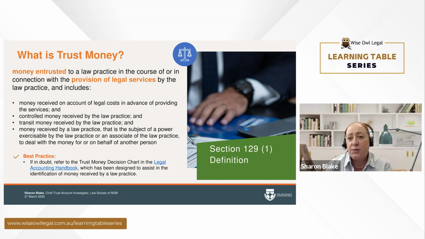Now, the definition of trust money has three core elements. It needs to be money. It needs to be entrusted to a law practice, and it needs to be received in the course of or in connection with the provision of a legal service by a legal practice. And if it has all the elements, then it is trust money. Now, the Law Society has developed a legal accounting handbook, which I've provided a link to here, which includes a trust money decision tree. And this has been designed to assist with the identification of money when it's received.